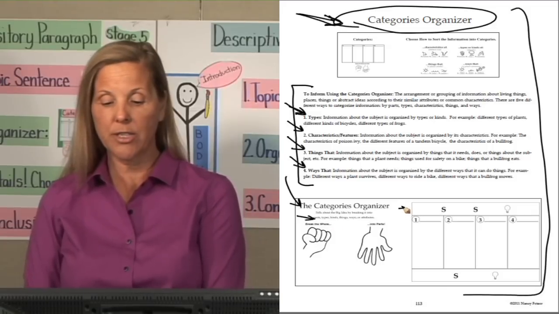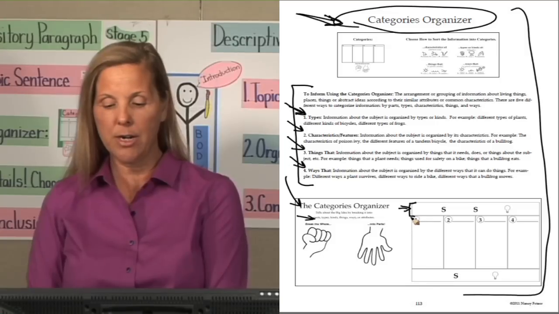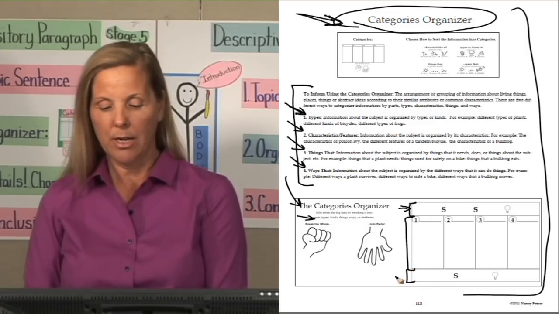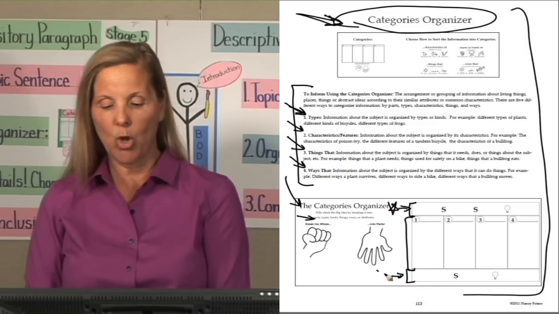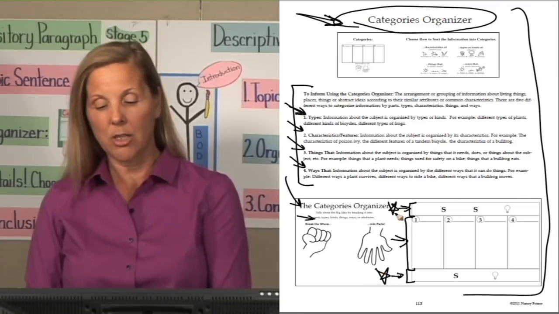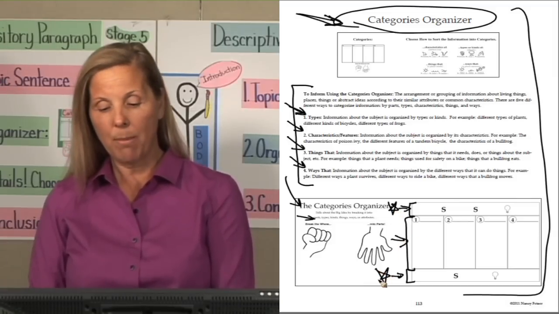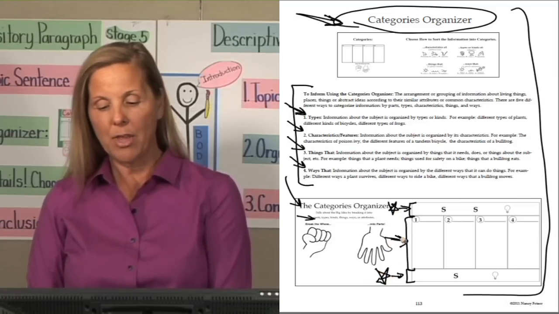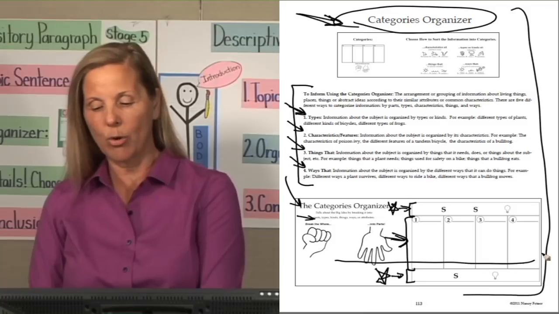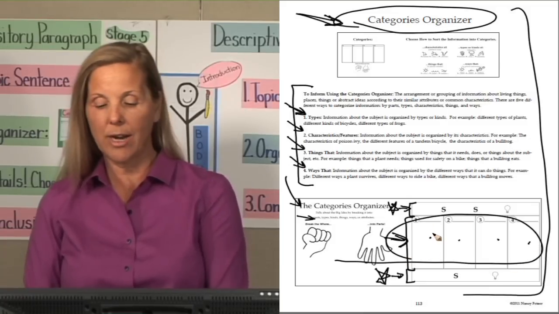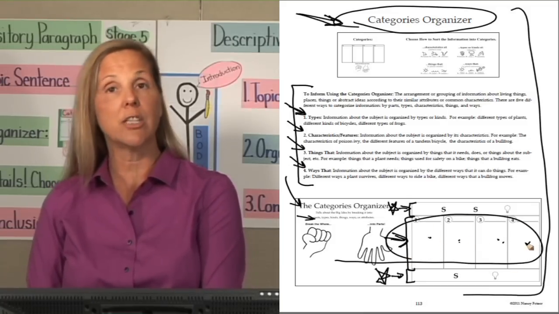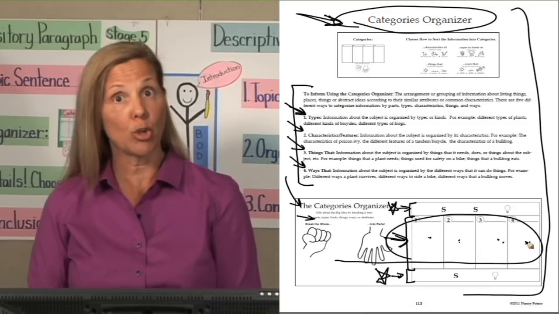Notice the top part, same organizer. It has the top skinny part, the body, and the bottom part. The top and the bottom will always be the same. The top has the SS light bulb, the bottom has the S light bulb, but the middle is the categories organizer, where we're categorizing the information into parts, into these different segments or groups.